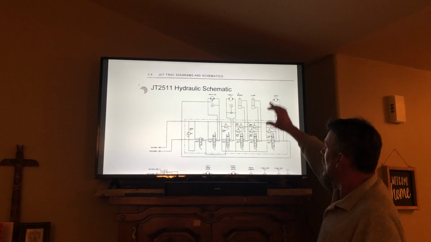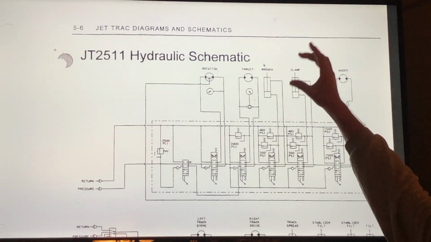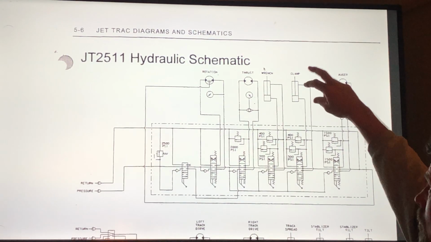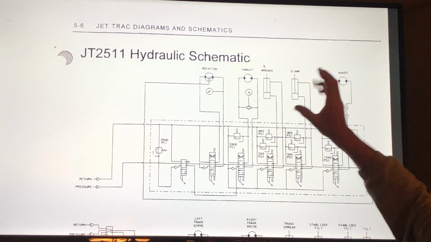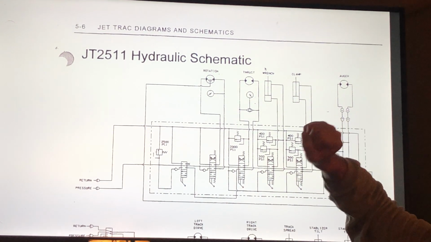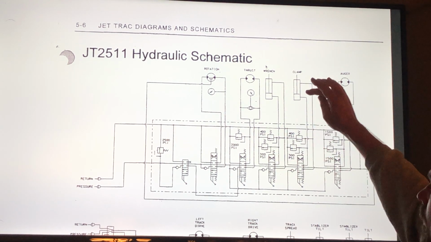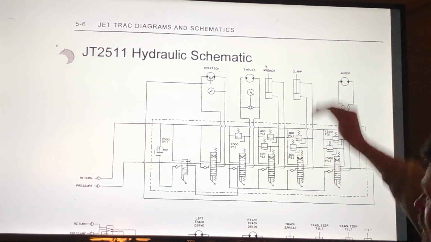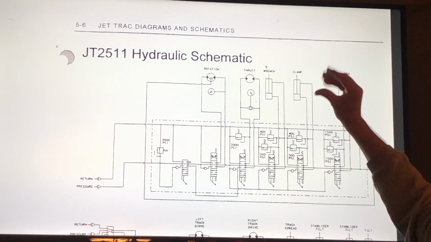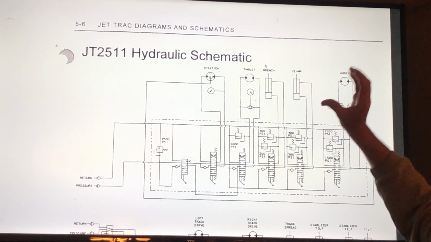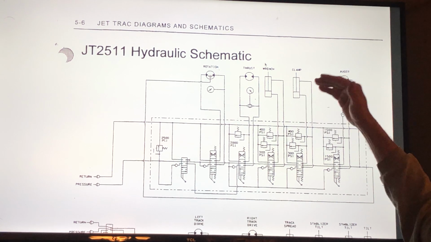Okay? In this case, on the clamp, we are doing two things here. We're first of all reducing the pressure so that it doesn't crush and damage your drill rods. But then secondly, we want to have the same force in each direction of that clamp cylinder. Okay, so it's the exact same force in both directions.